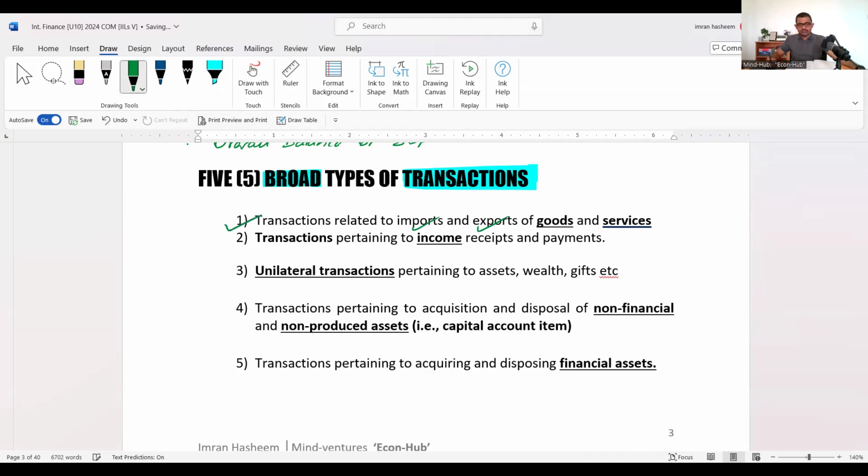Very simple. Secondly, transactions pertaining to income. So this is basically primary income. What income? Primary income. Remember we learned in Unit 5, primary income, right? Factor-based income, right? Then that is the second item. Third item, unilateral transactions. This is what I called transfers.